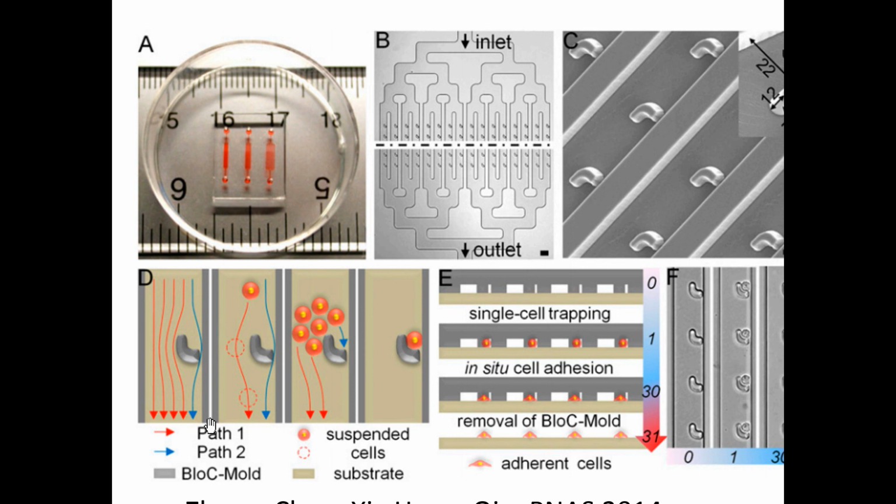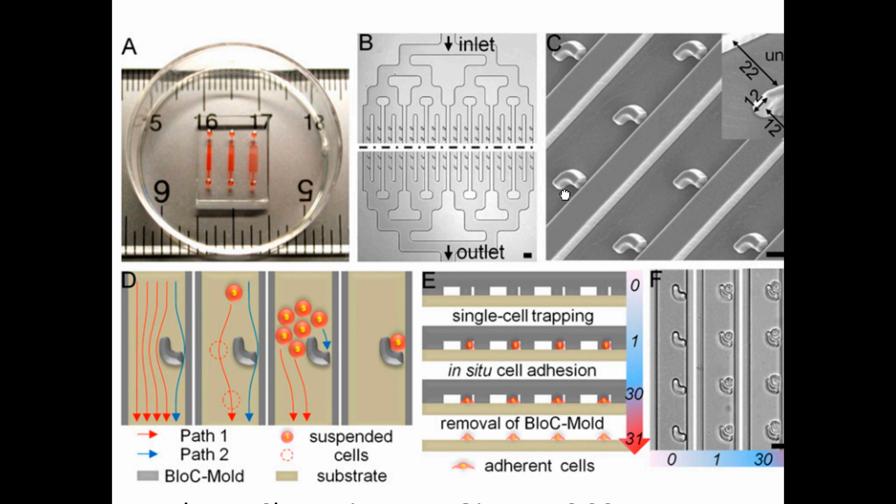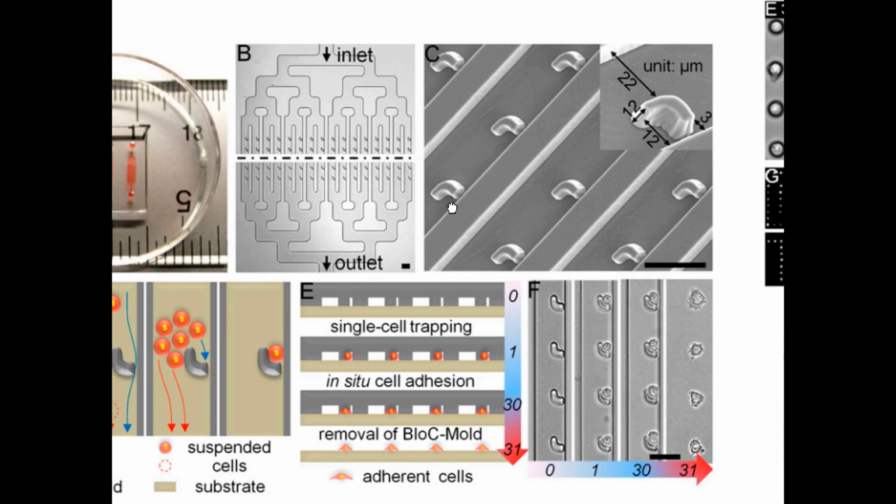Once a cell is trapped there, other cells will literally just go past it. So you get a single cell trap. It's a very simple and elegant approach to doing single cell trapping. And as we'll talk about later, one of the things that microfluidics is really good for is being able to trap individual cells and do various types of experimentation with them.